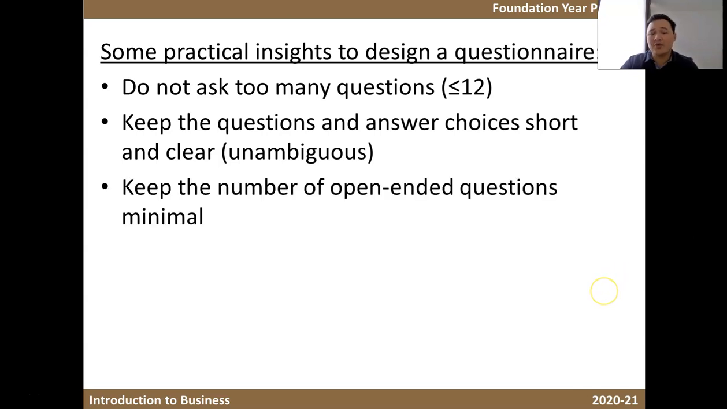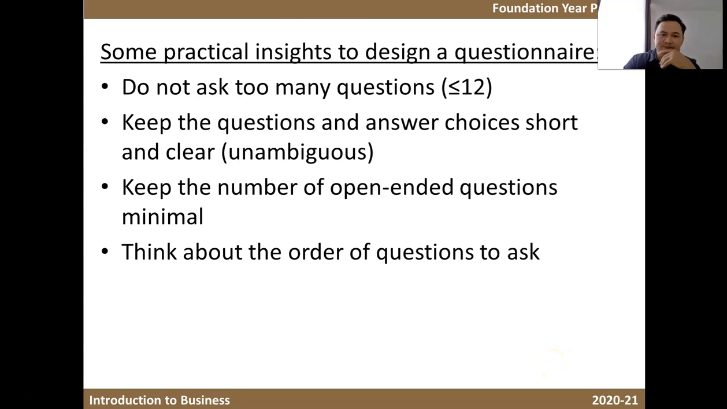Keep the number of open-ended questions minimal. Now, there are obvious advantages of open-ended questions because people can give a variety of answers, and you may have more accurate data. However, if you keep asking open-ended questions a lot of times, then people again will not respond. So keep it minimal.